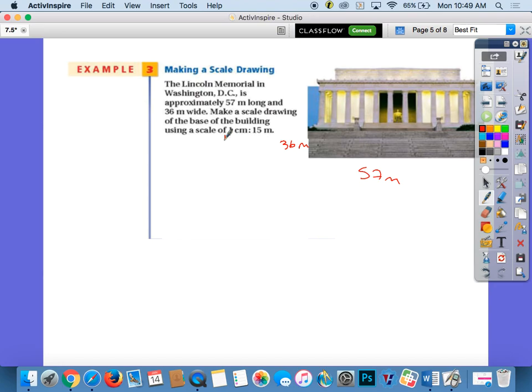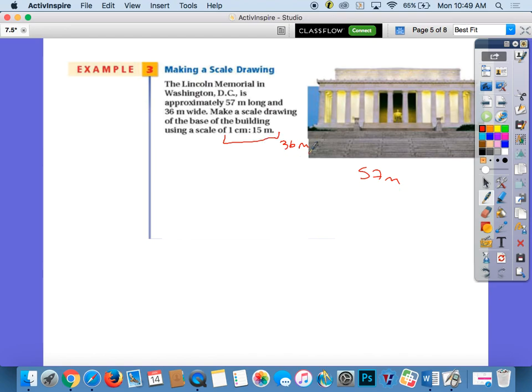Okay, now our scale, you know, is going to be your similarity ratio. Our scale is 1 centimeter to 15 meters. Again, we're not having to worry about any kind of conversion because it's a clean break, okay? So I want to find the length and the width. I'm going to set up a proportion for my length, and I'm also going to set up a proportion for my width.